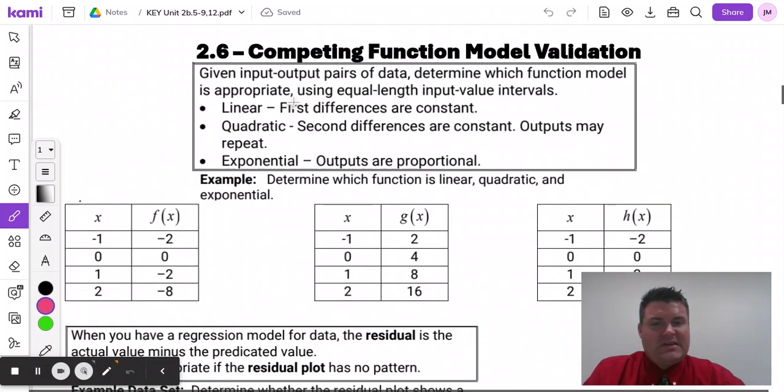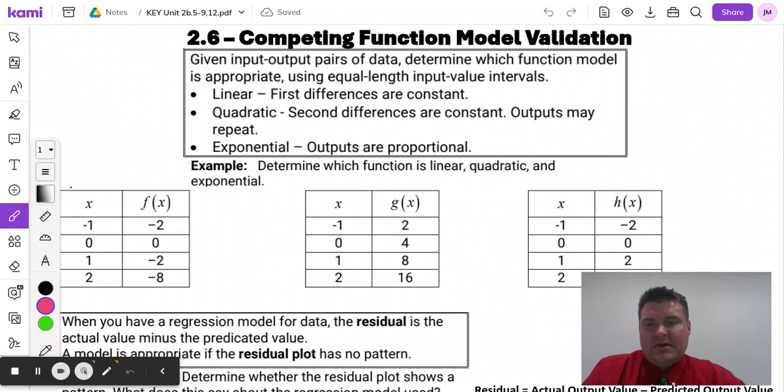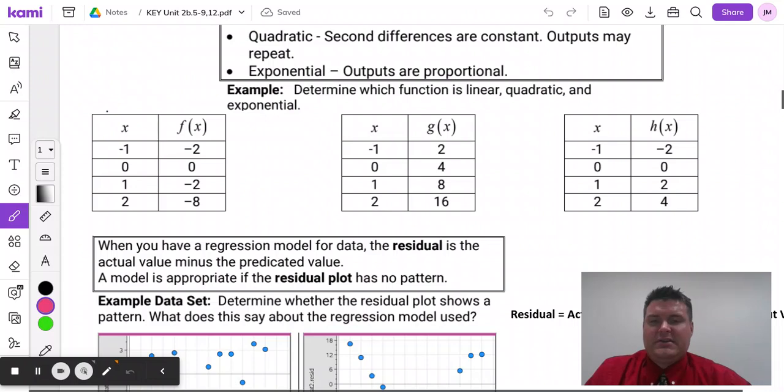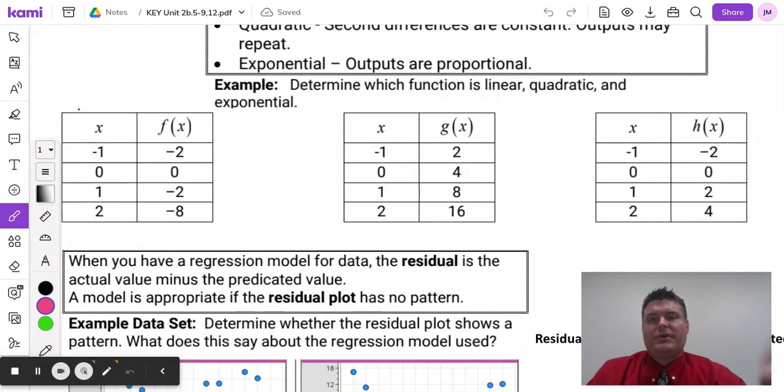So first up, we just have this little table right here helping us figure out what's linear, what's quadratic, what's exponential. Linear, the first differences are constant. Quadratic, second differences are constant, and the outputs may repeat. And then exponentials, the outputs are proportional. So we're going to look at these three things. We've done this before earlier in Unit 1, but now we're adding in the exponentials. So we're adding an extra variable to it.